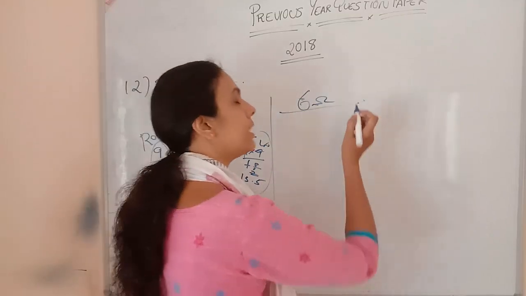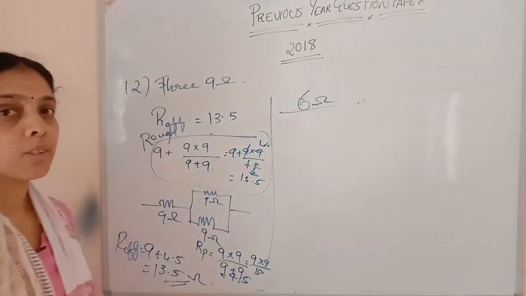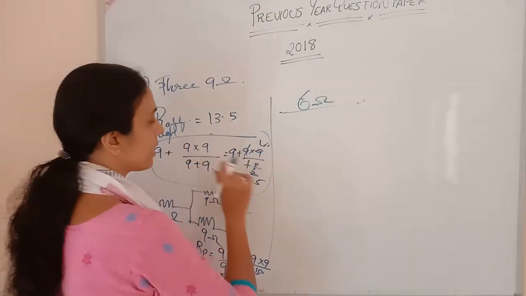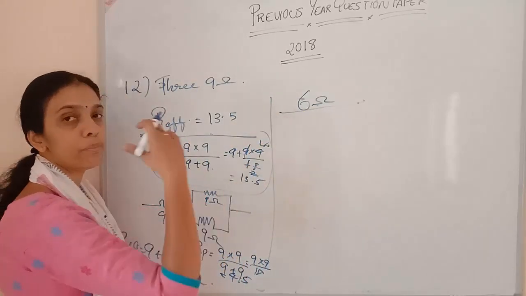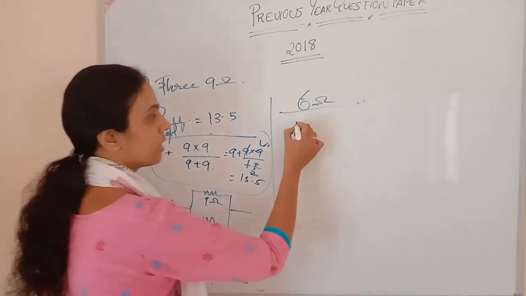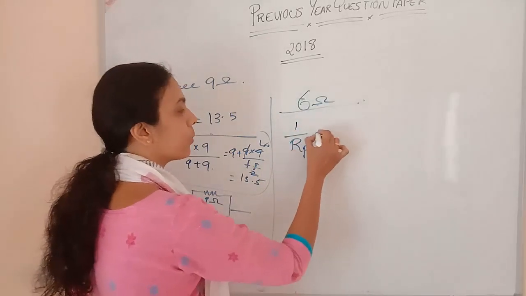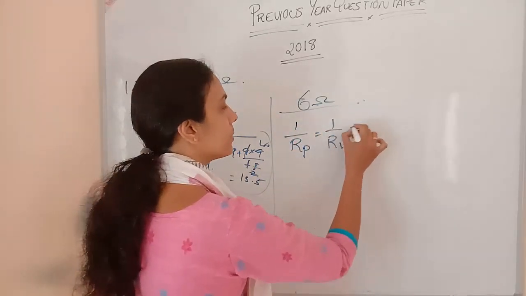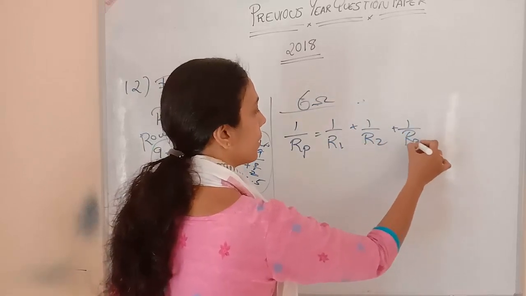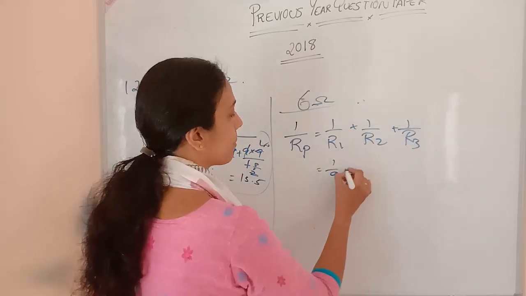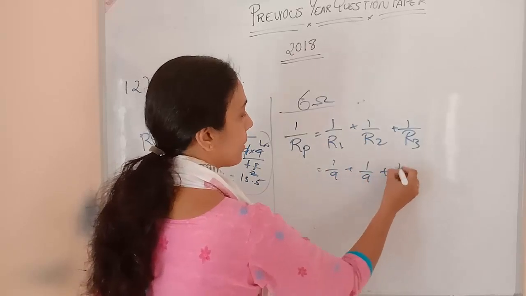All the 3 in series is not possible, so first we try all the 3 in parallel, to see whether it is working or not. This is a trial and error method only. So 1 by Rp equals 1 by R1 plus 1 by R2 plus 1 by R3. So 1 by 9 plus 1 by 9 plus 1 by 9.